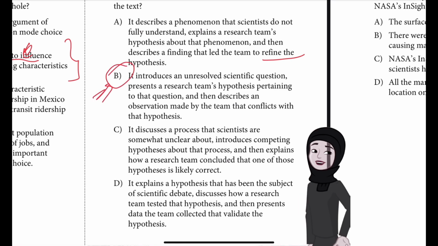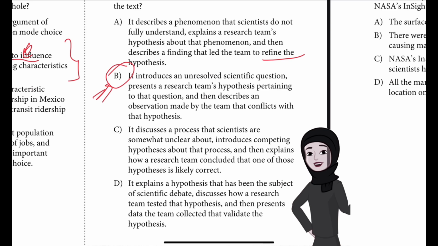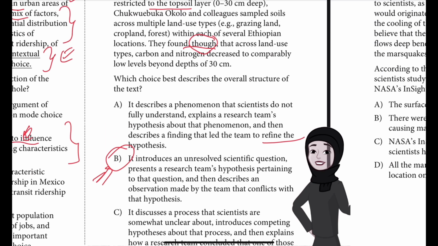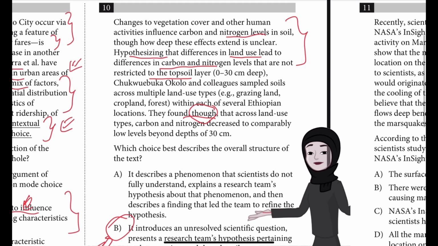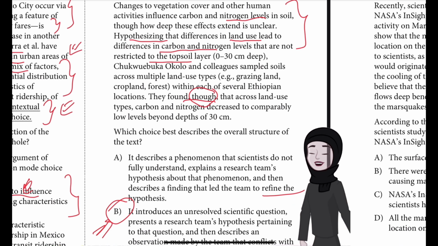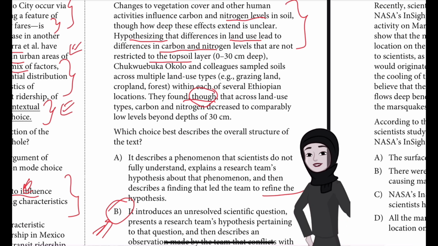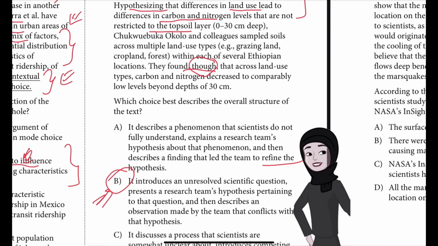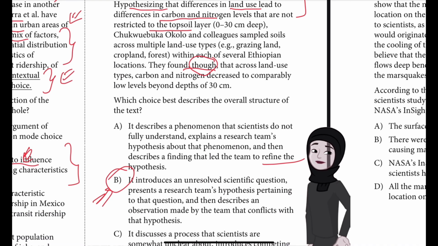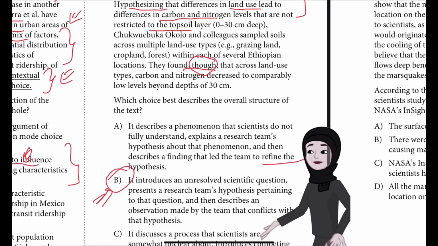So if you said B, congratulations, that's the best answer because it most accurately describes the overall structure of the text. The text begins by explaining that human activities influence carbon and nitrogen levels in soil, but how deeply these effects are seen in the soil remains an unresolved question. Next, the text summarizes Okolo and colleagues' hypothesis regarding this question, which is that the different effects on carbon and nitrogen levels associated with different types of land use would also be observed below the topsoil layer, and then briefly explains the methods they used to test this hypothesis.